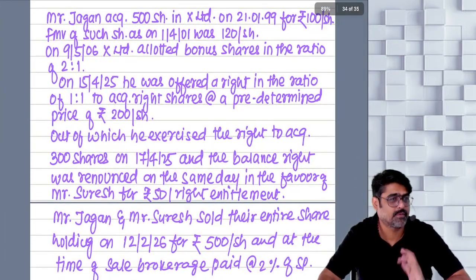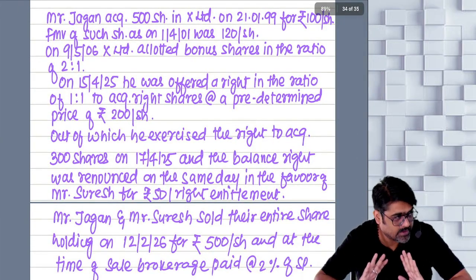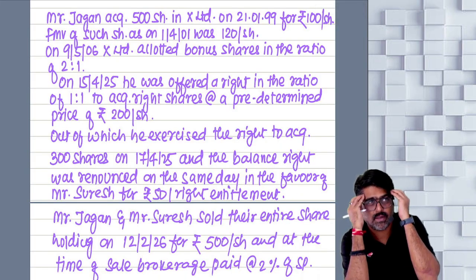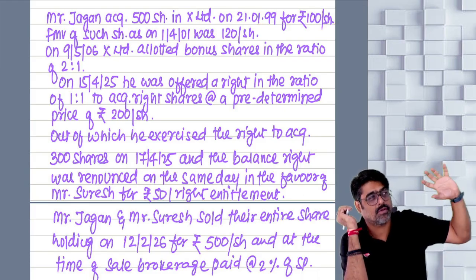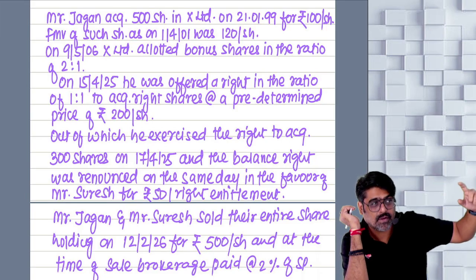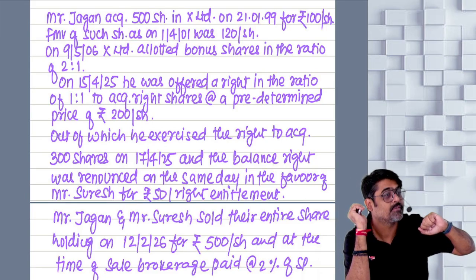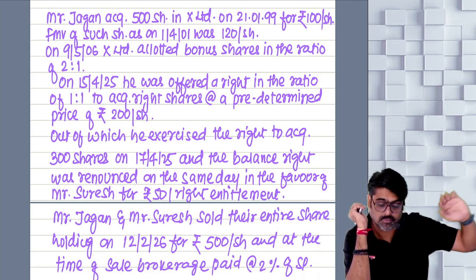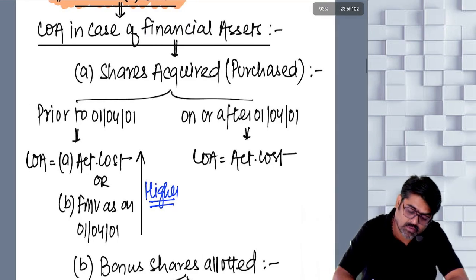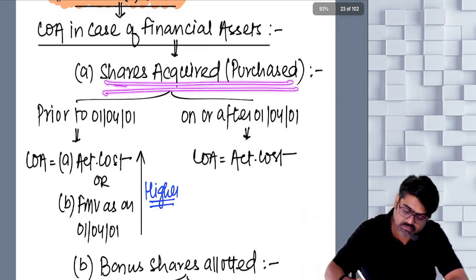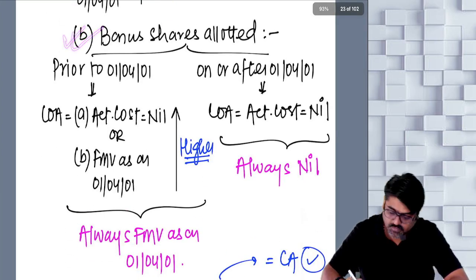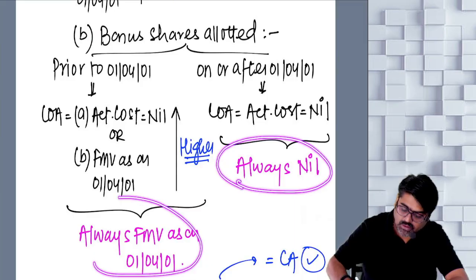Can you do it? But while doing it, what are you supposed to do? You're first supposed to remember what was the cost of acquisition given in 55 to AA for financial assets. So first of all, what are your financial assets? Shares acquired. We know the cost of acquisition. What if bonus shares are allotted? We have already seen what will be the cost of acquisition.